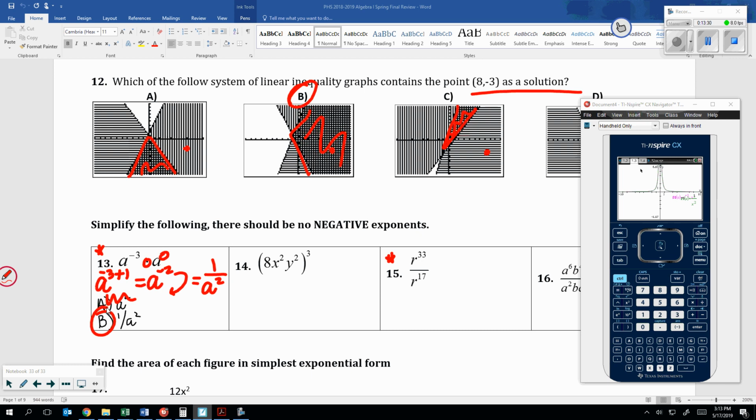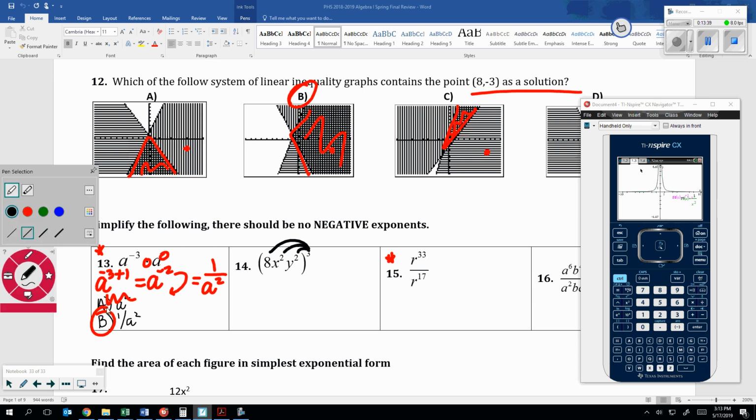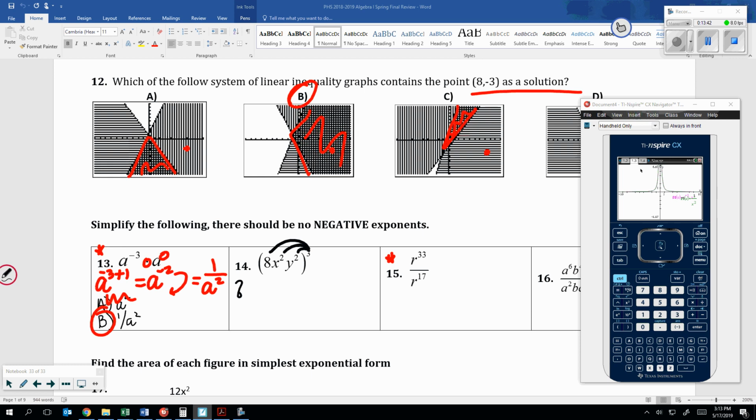Now for 14, mathematically, this 3 is going to distribute to every exponent. So what that means is I have 8, the first exponent, and it's going to be multiplied by 3. X to the second exponent is going to be multiplied by 3. And y to the second exponent is also going to be multiplied by 3. So I get 8 to the 3rd power, which when I put that in the calculator, you get 512. I have x, 2 times 3 is 6, and y, 2 times 3 is 6. So that would be my answer.